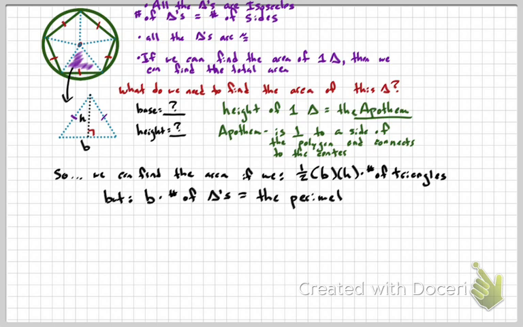The base times the number of triangles is actually the perimeter of our figure, right? So if I have my base length and multiply that by 5, that would give me the distance all the way around my regular pentagon. 5 triangles, 5 bases. Okay? And the height of our triangle, as we already said, is the apothem of our pentagon. So how can we simplify this formula?